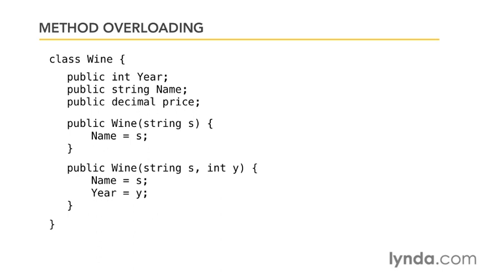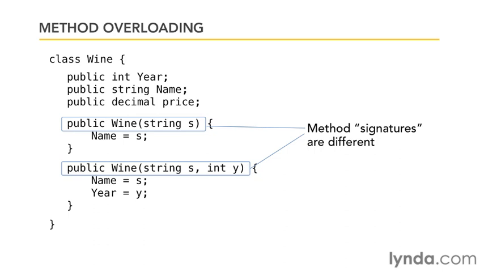And the reason this works is because the signatures of the two methods are different. In other words, the parameters that each one of these constructors takes is unique. So for consumers who wanted to call the constructor for the wine class using just a name, they can do that. If they want to use both a name and a year in their code, they can do that too. As long as you define the function with the same name and a different parameter list, that's fine. That's legal C#.